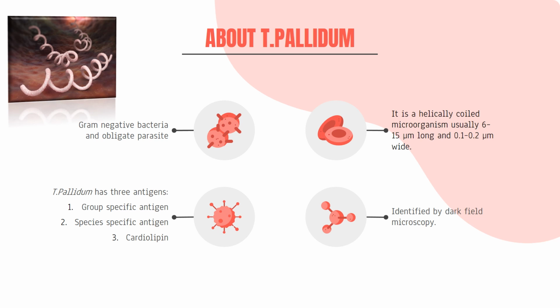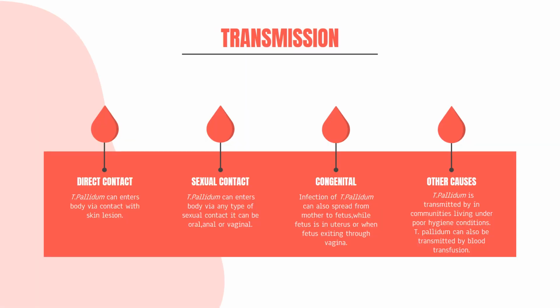Treponema pallidum has three antigens. First one is the group specific antigen, which is found in all the pallidum. Next is the specific antigen, which is only found in the Treponema pallidum, and the last one is the cardiolipin. It is the lipid antigen which is found in the Treponema pallidum and also in the body. It is identified by dark field microscopy, which we will see later on.